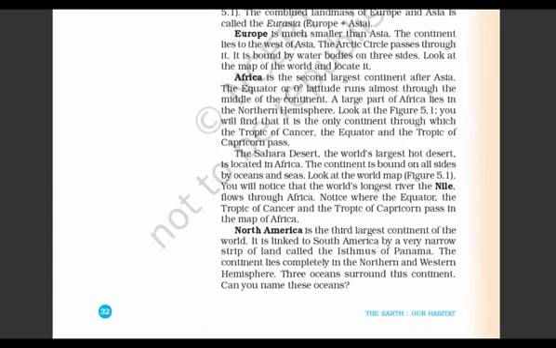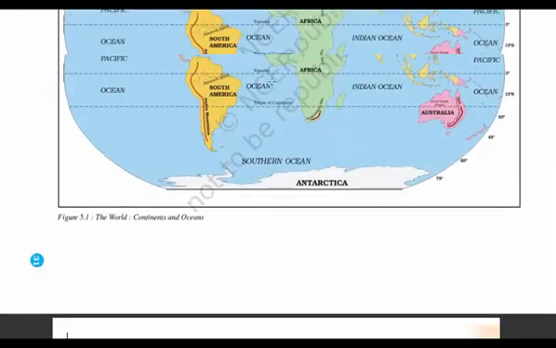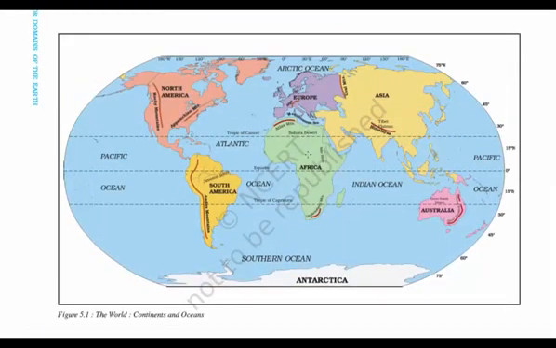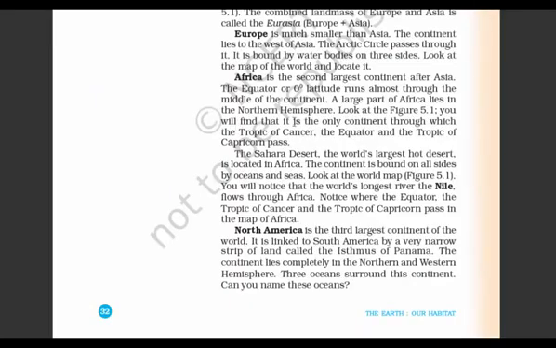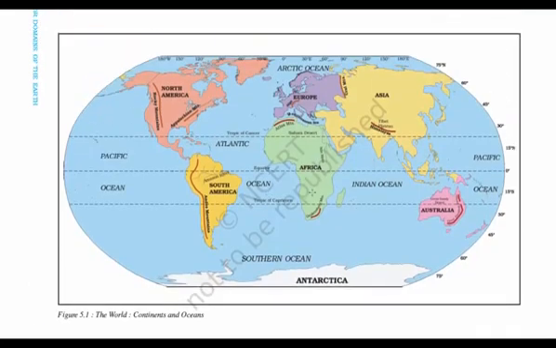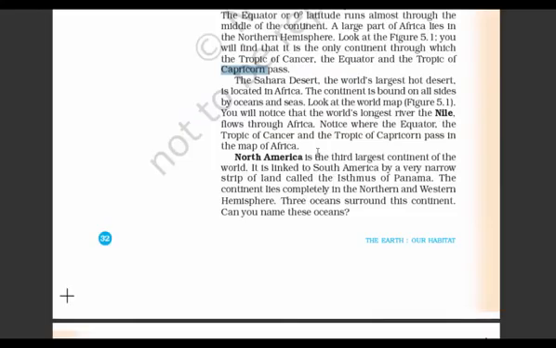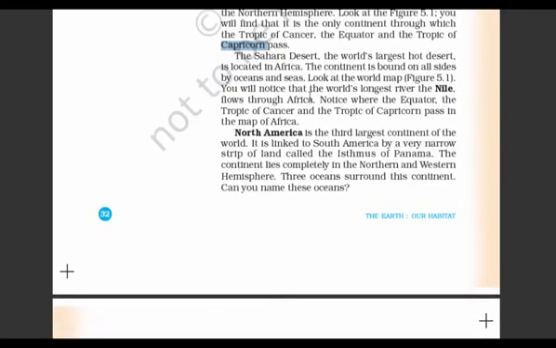Coming to Africa, Africa is the second largest continent. Look at the size of this green color continent. It is the second largest after Asia. One thing that we need to remember is it is also the only continent through which Tropic of Cancer, Equator and Tropic of Capricorn pass. There you see these 3 lines passing through Africa, and no other continent will have all the 3 coming in straight. And this continent also has the Sahara Desert, which is the world's largest hot desert, and it also hosts the world's longest river, Nile.